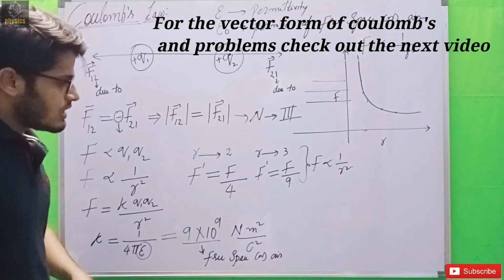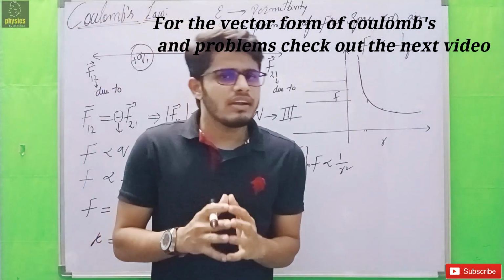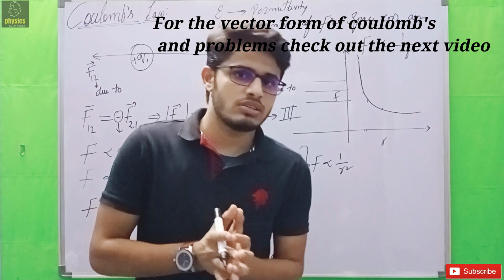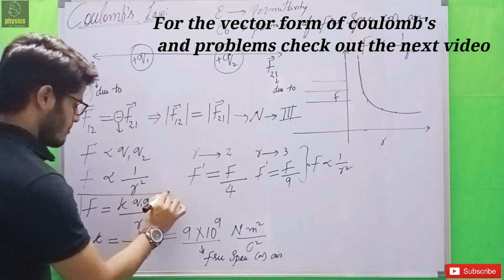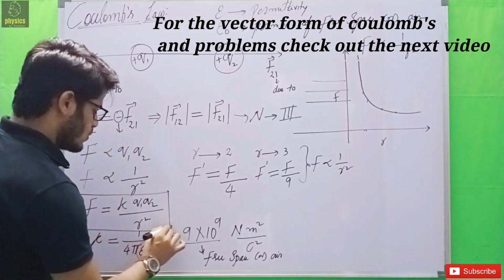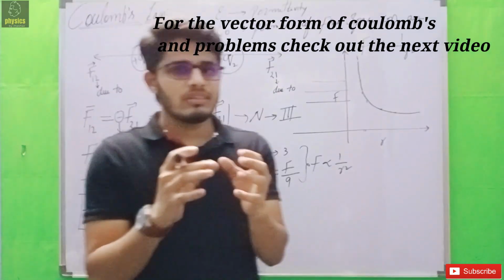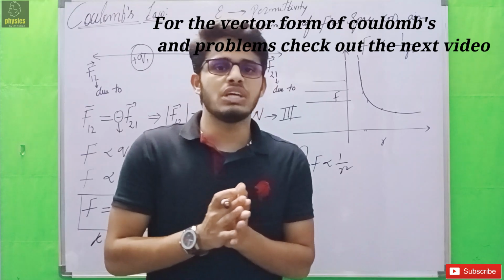Now we'll see the vector form of Coulomb's law. So this is just the normal form. Now we'll see how to write the vector form of Coulomb's law.